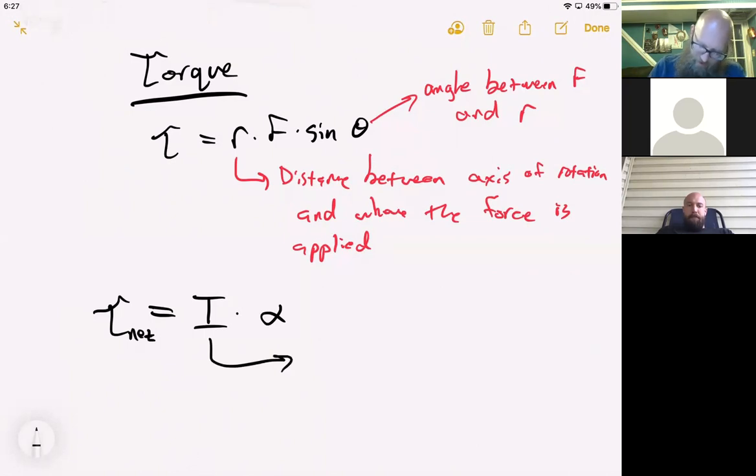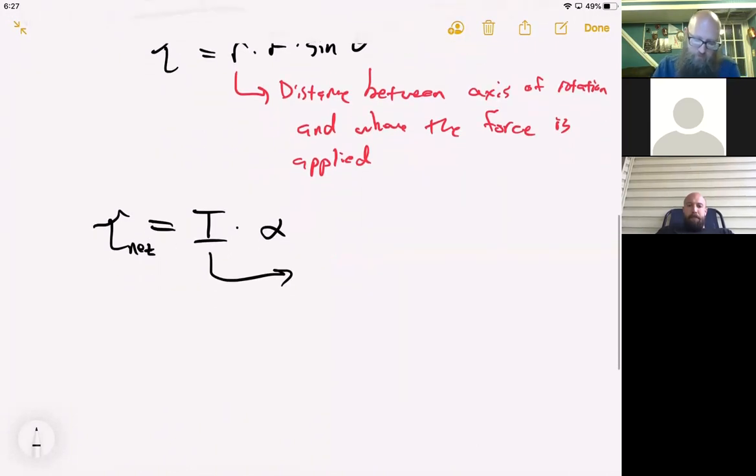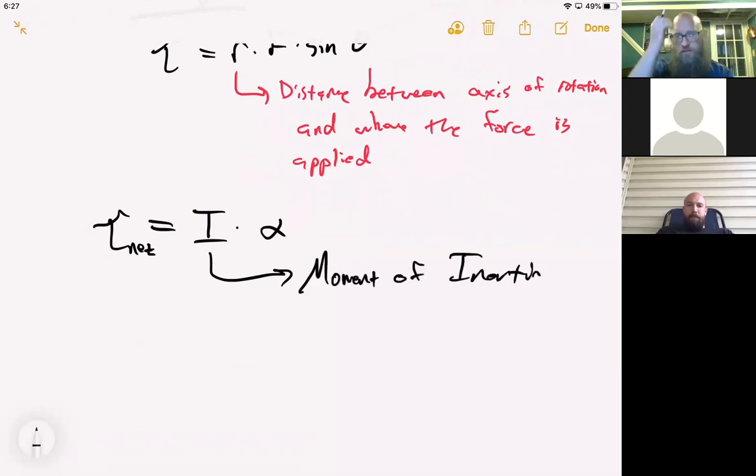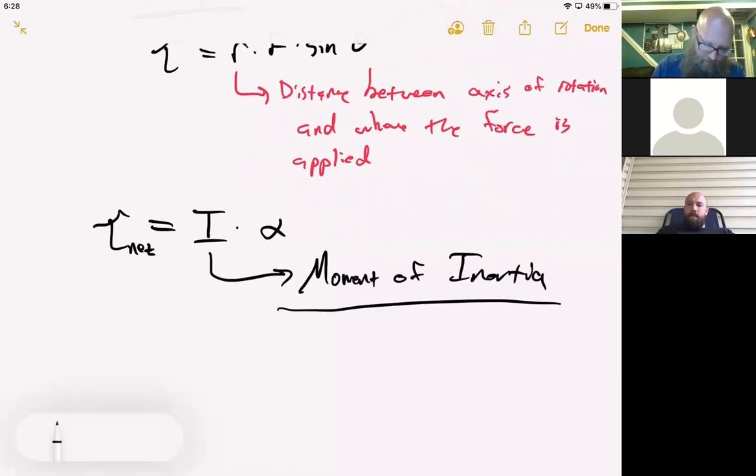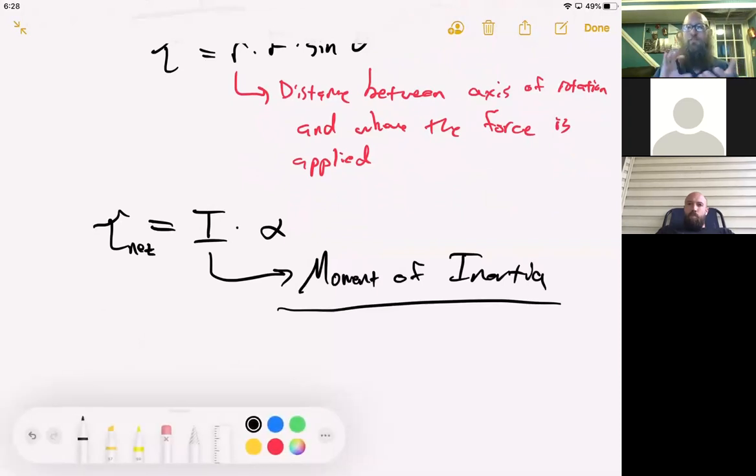Okay, so that leaves this. What is I? That is rotational inertia. I call it moment of inertia. Although in some engineering courses, they use moment as their word for torque, which confuses me because I've never taken this in an engineering sense. I've always taken it in a physics sense. It's the same thing. It's just the variables are different.